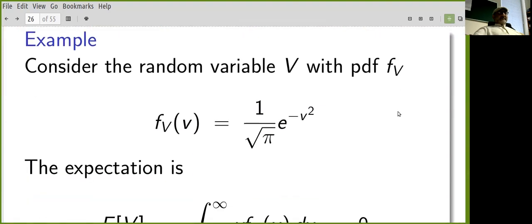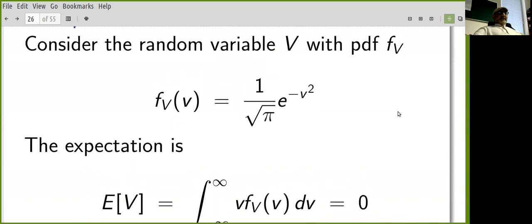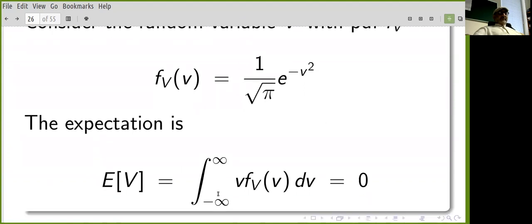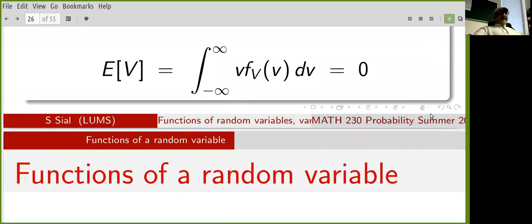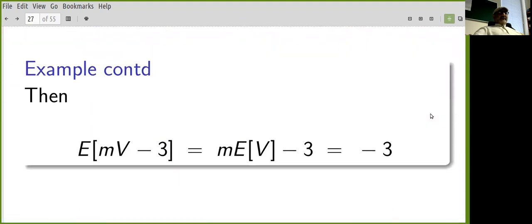Okay, so let's consider this one. You have, again, the particle in the gas. So f sub v of v is equal to 1 over root pi e to the minus v squared. The expectation: you integrate v times f sub v of v from minus infinity to infinity, and you're going to get 0. And then if you wanted, say, mv minus 3, then the expectation of mv minus 3 is m times the expectation of v minus 3, from the previous result. And the expectation of v we said was 0, so that gives you minus 3.